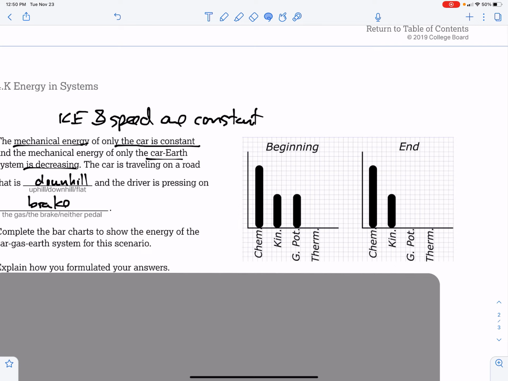Okay, and what's going to happen is that is going to convert itself into thermal energy because the brake pedal itself, the friction, the work done by friction on the brake pedal is converting itself into the heat and the thermal energy of the surrounding air. And so that thermal energy is going to go up. Well, now, if the chemical energy did not go down and the kinetic energy did not go down, that means the decrease in potential energy contributes to the increase in thermal energy.